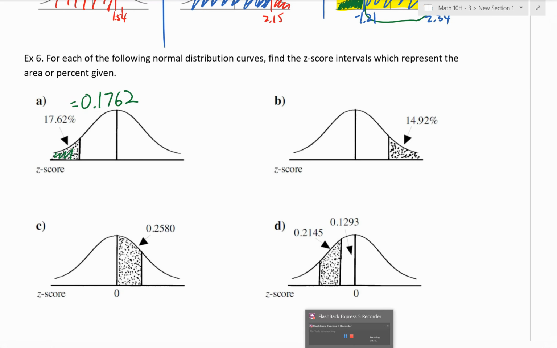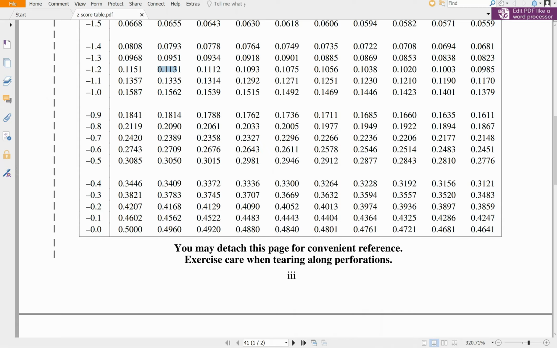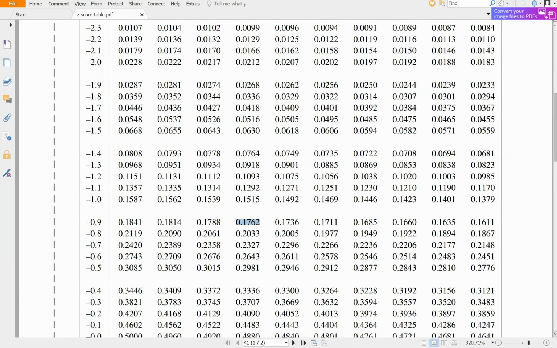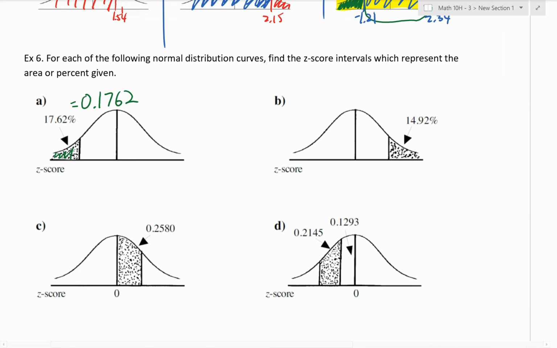Okay, so we go to the table and look for that decimal, 0.1762. 0.1762 is right here. Anything to the left of this Z-score will give you the area of 0.1762. So we just need to find the decimal place for that one. That's negative 0.9, and then 0.03, so the Z-score is negative 0.93.